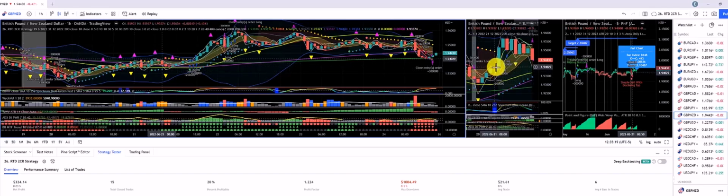Operational picture below the dragon, crossed above, stayed above with a lot of chop, and then went into the dragon and closed below the dragon. Reflected on the tactical picture with a profit of $324.